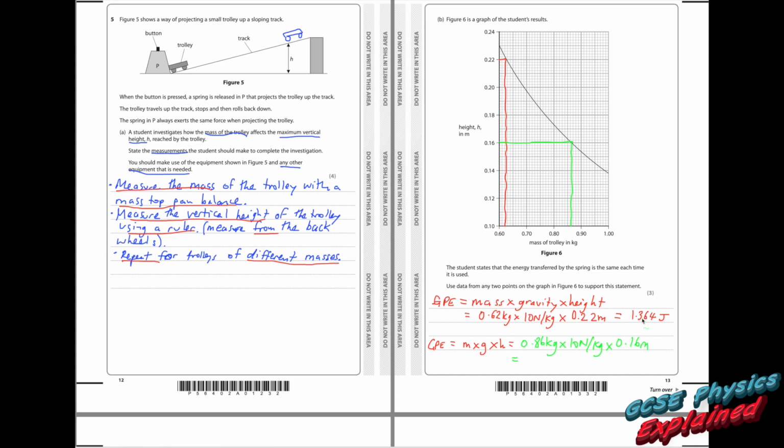Hopefully that'll come out as something similar to that. And it does. 1.376 joules. And that's close enough. These 2 things, they're close enough. So that would round up to 1.4, and that would also round up to 1.4. Sometimes it's good just to highlight it for the examiner so they can see it really easily, and they'll enjoy marking your paper.